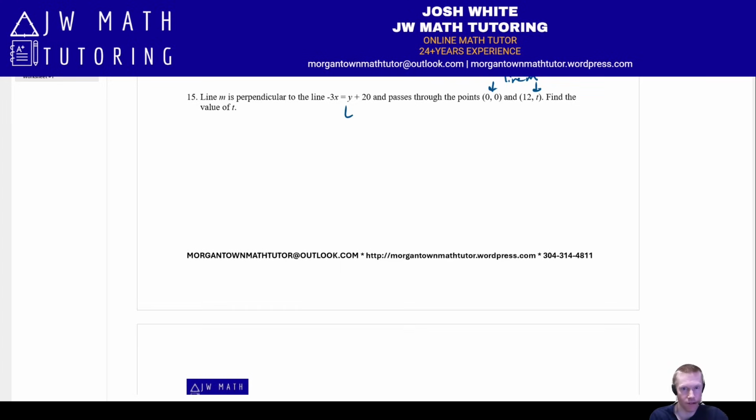First, I'm going to take this given line and rewrite it in slope-intercept form, which is just negative 3x minus 20. So therefore, the slope of this given line is negative 3, right here. Therefore, the slope of line M is going to be the opposite reciprocal of that, which means we take the negative 3 and flip it to make 1/3, and we flip its sign from negative to positive. So line M has a slope of positive 1/3.